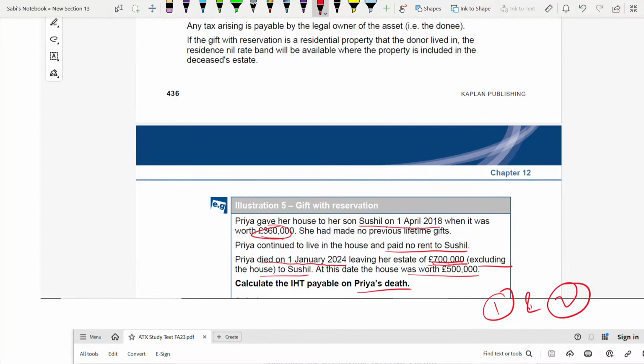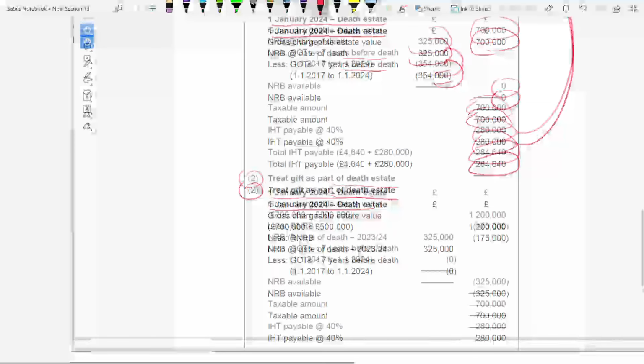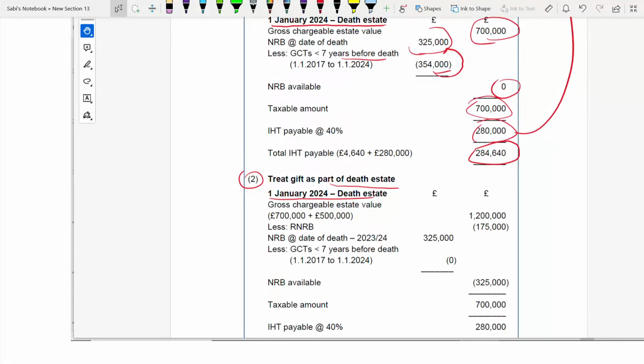Leaving the estate of 700. With this 700, you have to add this 500,000 in the second scenario, when you are treating the gift as a part of death estate. That 500 you have to include in the death estate. So that's why it's 1.2 million. You will get a residence nil rate band because you are giving it to a son. So this you will deduct. Full nil rate band you will get. It's available.